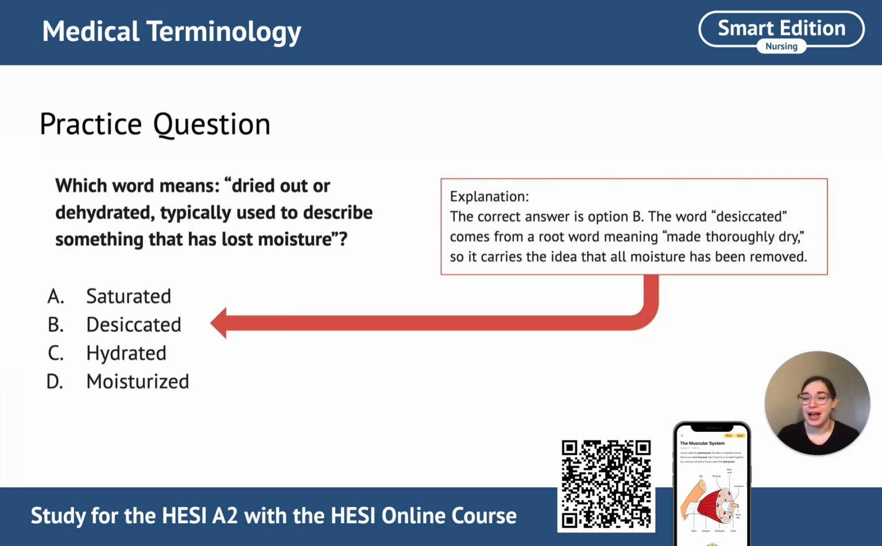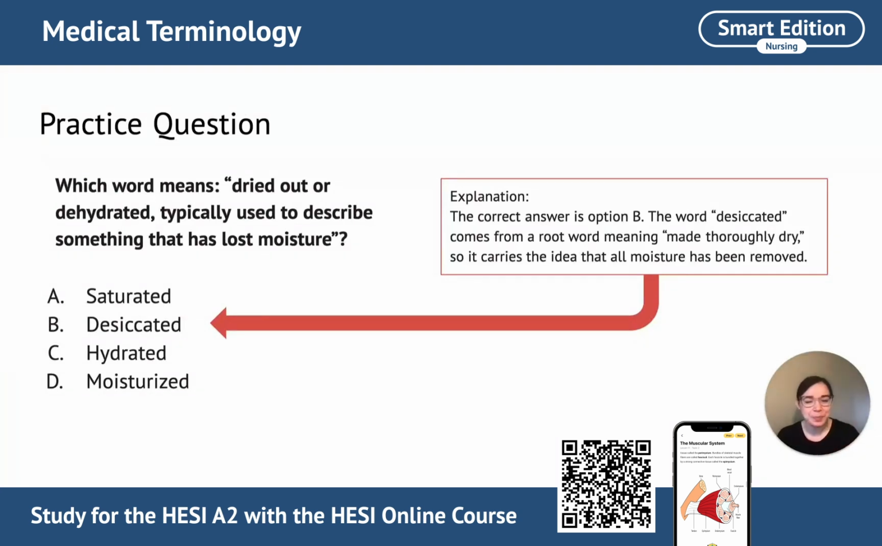You might hear people in the medical realm talking about desiccated skin, like that's skin that's very, very dry, which is not how skin is supposed to be, right? I mean, skin isn't supposed to be saturated with moisture, but it is supposed to be moisturized to some extent. So desiccated skin would be an issue.